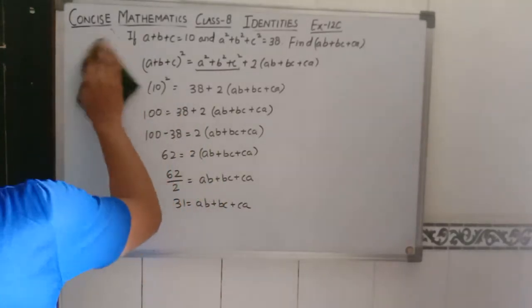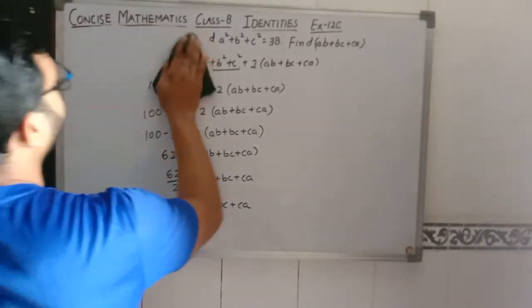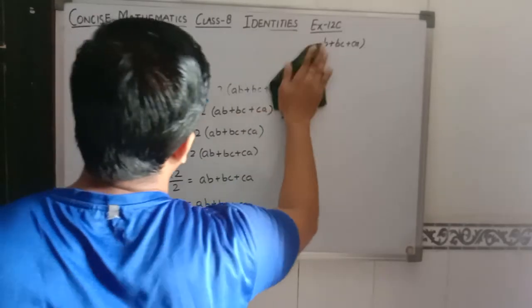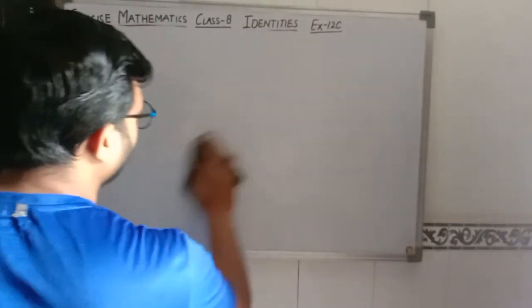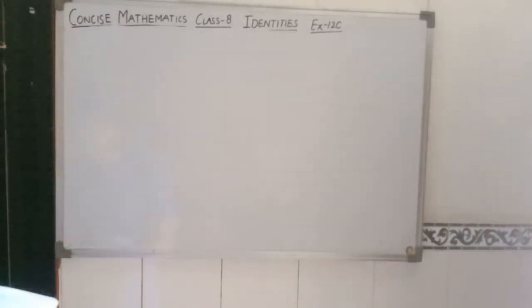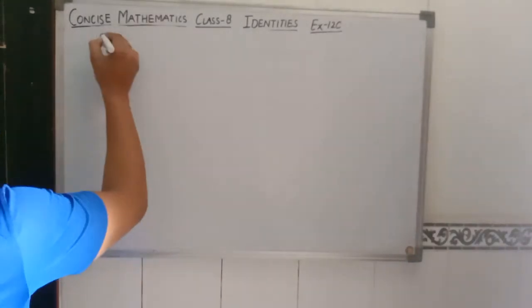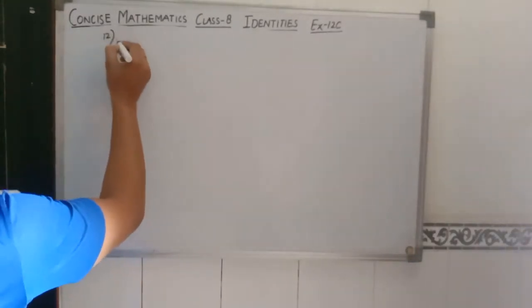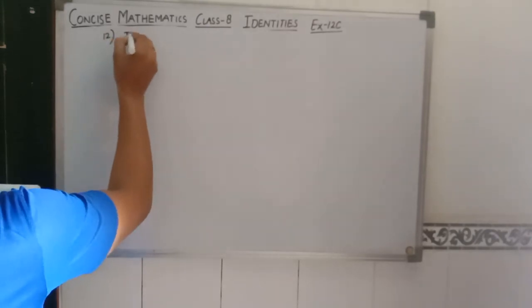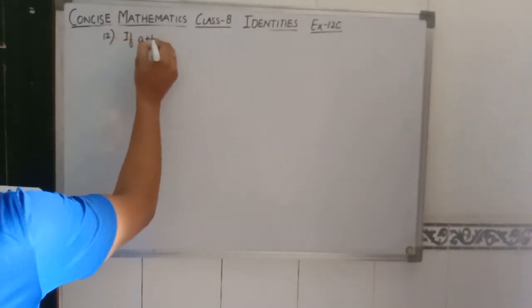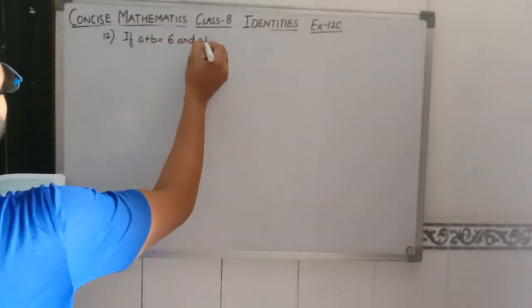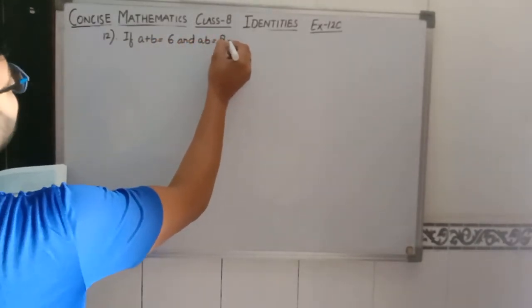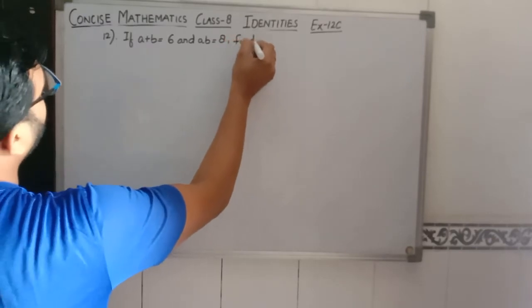And question number 10 and 11 are similar to this, so I am not explaining them right now in the video. If you face a problem, then you can ask. But now I am coming to question number 12. Now the identities of cubes are coming. If a plus b is equal to 6 and ab is equal to 8, find a cube plus b cube.